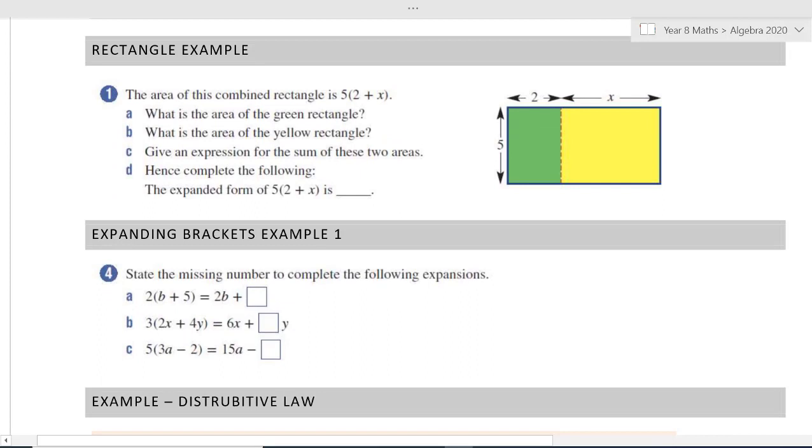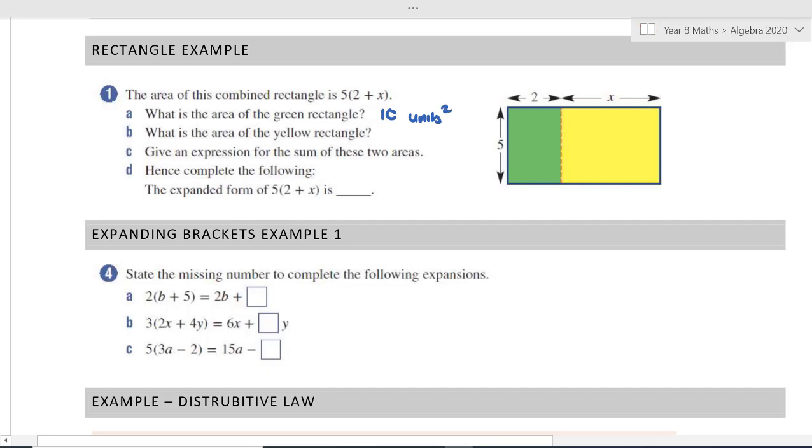I'm going to walk around the room. Molly, what is the area of the green rectangle? The area would be 10 centimeters squared, or whatever the unit is. We don't even know if it's centimeters, but let's just say it's 10 units squared.